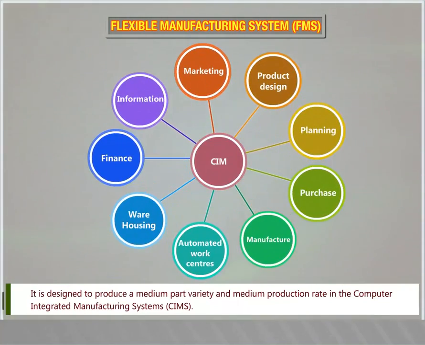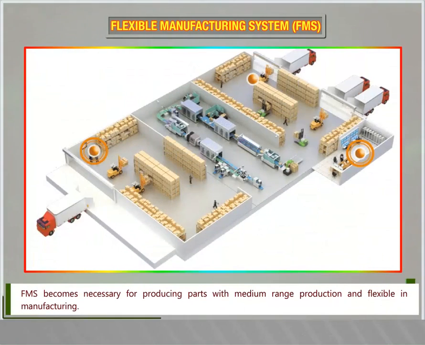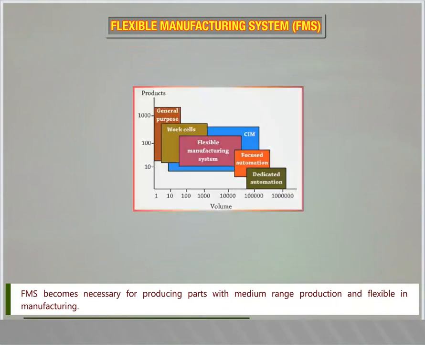It is designed to produce a medium part variety and medium production rate in the computer integrated manufacturing systems, that is CIMS. So the FMS is considered to be a subset of CIMS. FMS becomes necessary for producing parts with medium range production and flexibility in manufacturing.